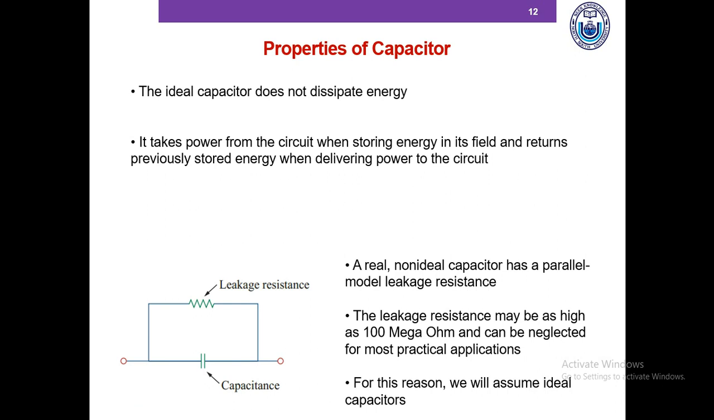But a real non-ideal capacitor has a parallel model leakage resistance. This leakage resistance can be really high, like 100 megaohms, and therefore can be neglected. So for this reason, if we assume an ideal capacitor, it does not create a great margin of error. The margin of error for an ideal capacitor is acceptable. But know that a real capacitor is modeled with the capacitance in parallel with the leakage resistance, and the leakage resistance is extremely high.